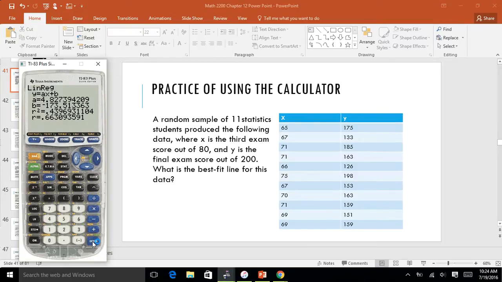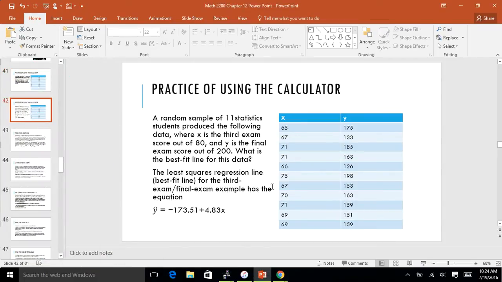Okay, so it gave me a bunch of data. The first thing it gave me is y equals ax plus b. Well, again, for this one, a is the slope, 4.82 is my slope, b is my y-intercept, which is negative 173.51. R squared is 0.4396, and r is 0.6630. We will talk about this in more detail in a few minutes, but I just wanted to show you where I got it. So again, from the last slide you see here, I just wrote it in a different form. Here's the y-intercept, and here's the slope. You can flip them. It's whatever you're comfortable with.